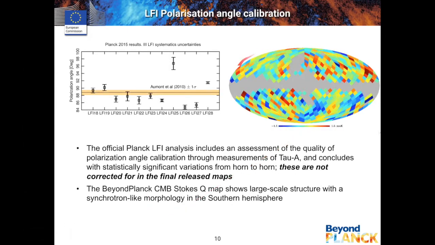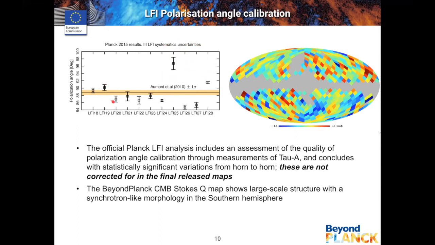So look at this CMB map. This is the Stokes-Q CMB polarization map. And you can notice there is this blue structure in the southern hemisphere with a synchrotron-like morphology. And this is very likely to be related to polarization angles. Why is that? In the official Planck LFI analysis, an assessment of the quality of polarization angle measurements was included, and to do that, the Crab Nebula was used as calibrator.